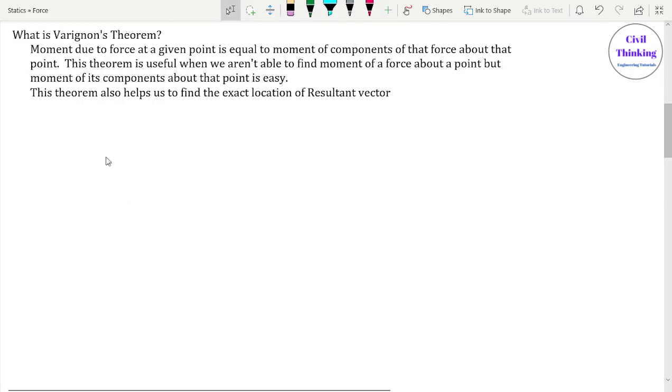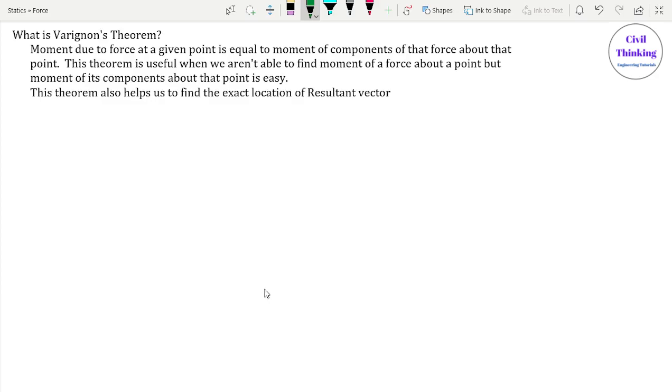Now the first is, what is Varignon's theorem? The moment due to a force at a given point is equal to the moment of components of that force about that point. This theorem is useful when we are not able to find the moment of a force about a point, but the moment of its components about that point is easy. Now this theorem also helps us to find the exact location of the resultant vector. Now let me tell you what it is.